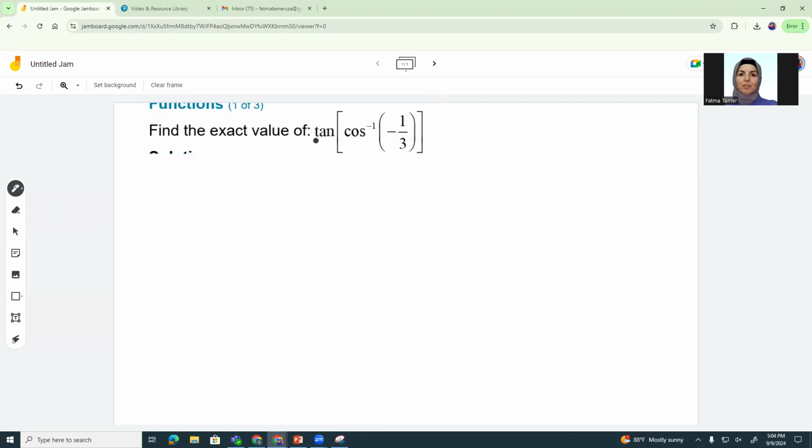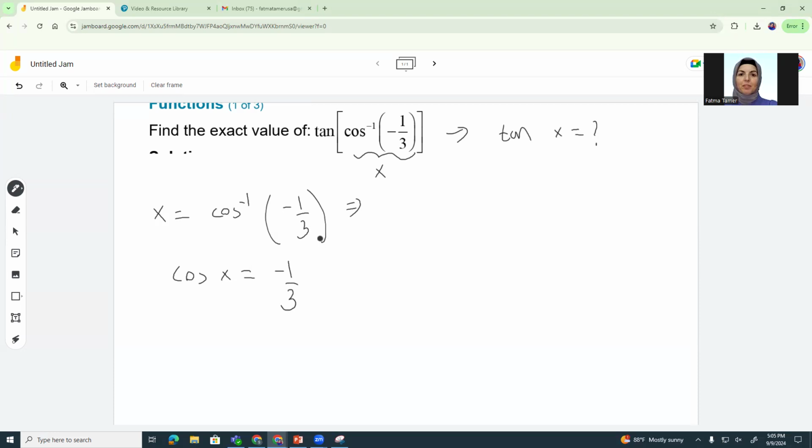Okay, we will apply the same strategy. I'm going to call this x. So x is equal to inverse cosine of -1/3, which means this question is asking me to find tangent of x. That's what they're asking me. If I rewrite this, it means cosine of x is equal to -1/3, because if you remember the functions and their inverses, they exchange x and y values.